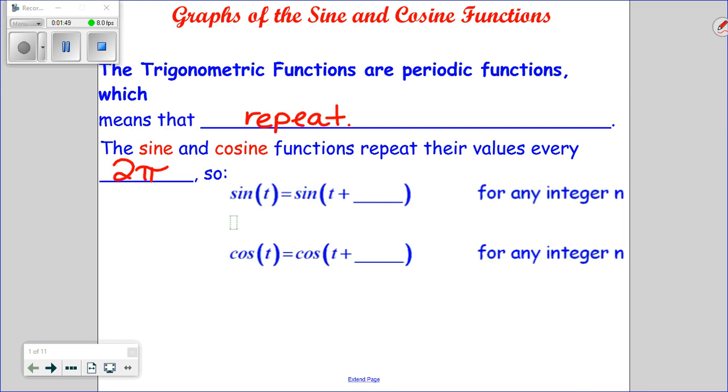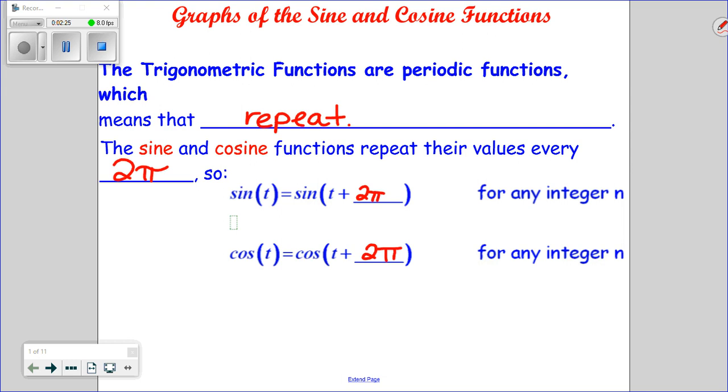So what does that mean? Well, that means if you're finding sine of t, that would equal sine of t plus 2 pi. And here, t is the angle. So remember, t plus 2 pi is essentially a coterminal angle with t. T and t plus 2 pi are coterminal angles, so they would have the same value for sine. And same thing for cosine. Cosine of t would equal cosine of t plus 2 pi.